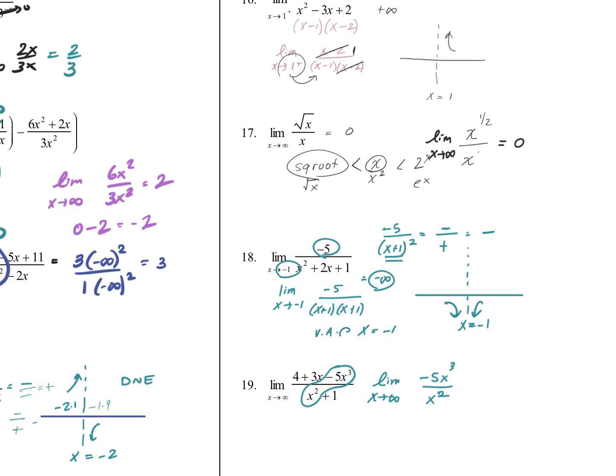Bigger on the top, it's growing more rapidly. So I'm going to say limit as x goes to infinity. You can't go wrong doing it like this. I'm going to simplify it. So you get negative 5x. So now, look, I know it's positive or negative infinity. If I plug in here, negative times a positive gives me negative infinity for number 19.